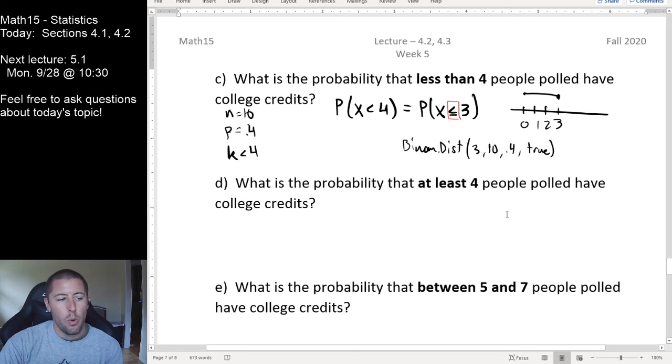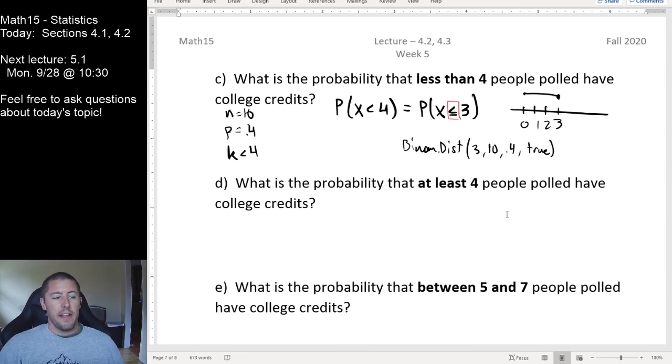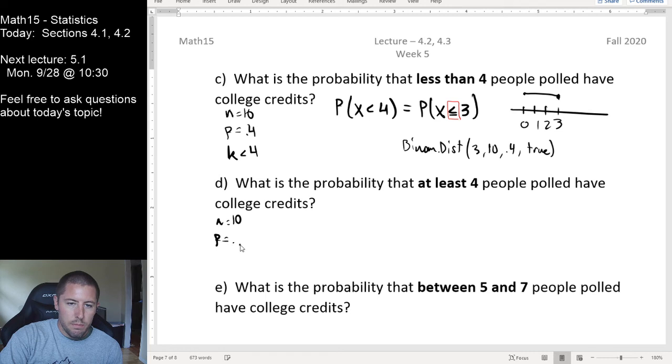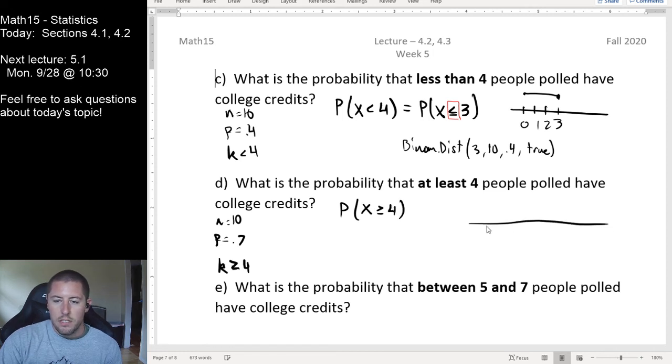At least 4 means that we want 4, 5, 6, 7, 8, 9, or 10 people to say yes to us. That is sort of like a cumulative probability, but it's an upper cumulative rather than a lower cumulative. So we still have n equals 10, we still have p equals 0.7, but now we want our number of successes to be at least 4, so greater than or equal to 4. If I'm looking at the probability that x is greater than or equal to 4, we should notice that out of our 0 to 10 right here, we are interested in seeing 4 or more.